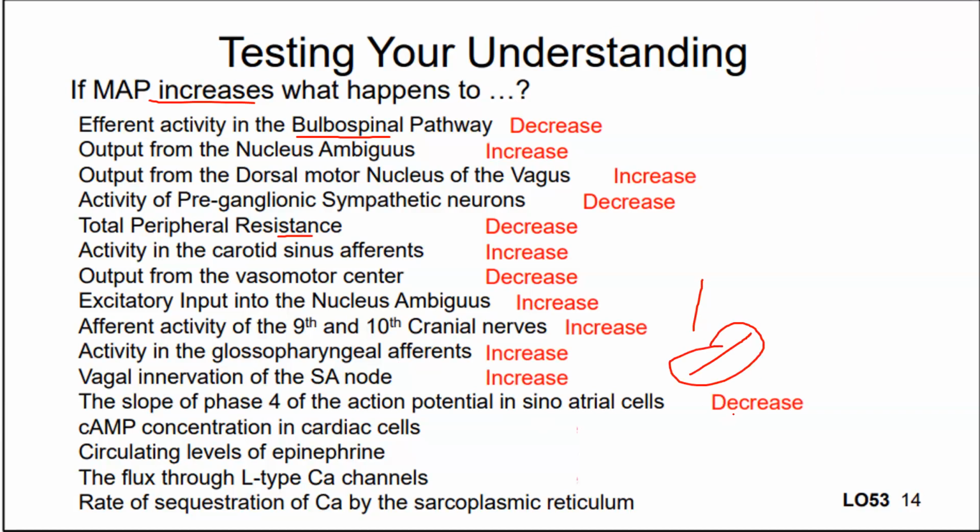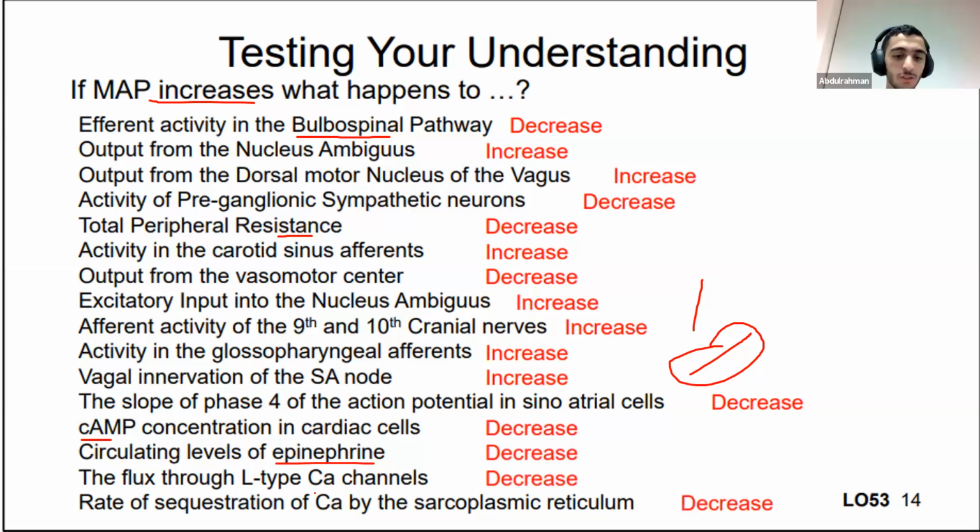Yeah. Okay, because I got confused with it at the beginning. I forgot math. Anyways, cyclic AMP concentration decreases, correct? Because cyclic AMP is mainly associated with contraction. Epinephrine decreases. I think all of them decrease. Yes, correct. Calcium concentration too.